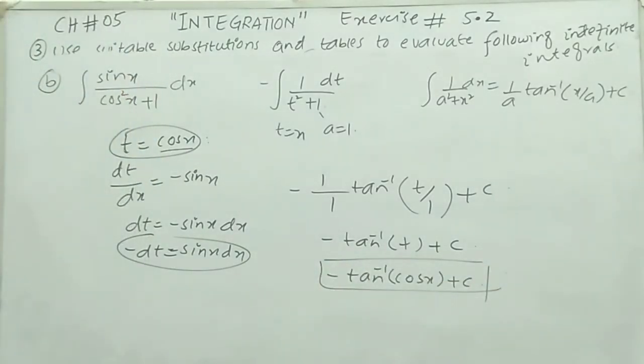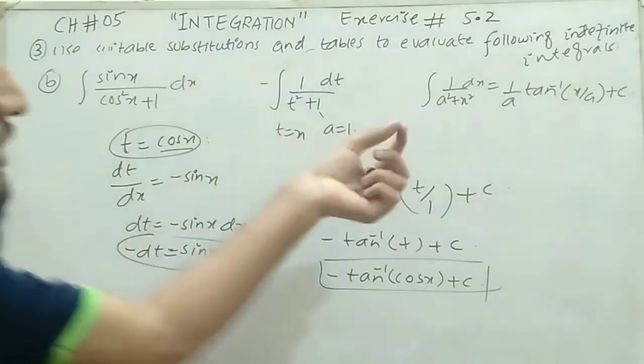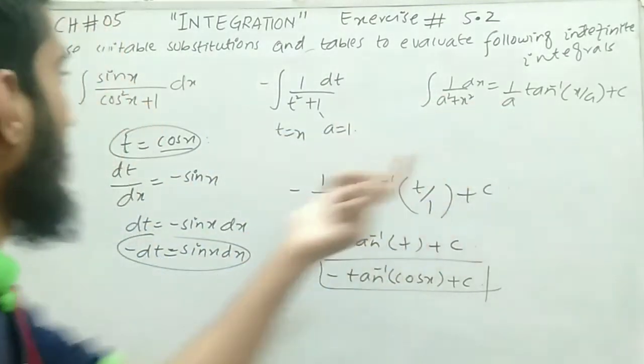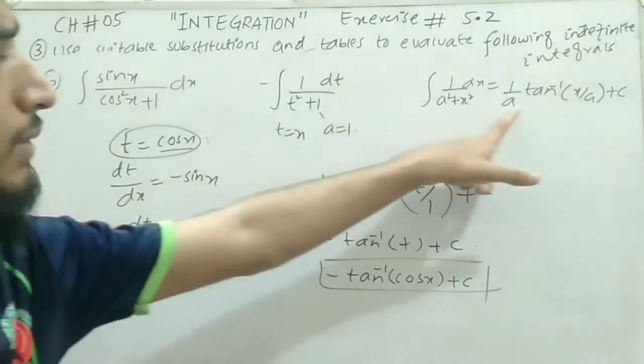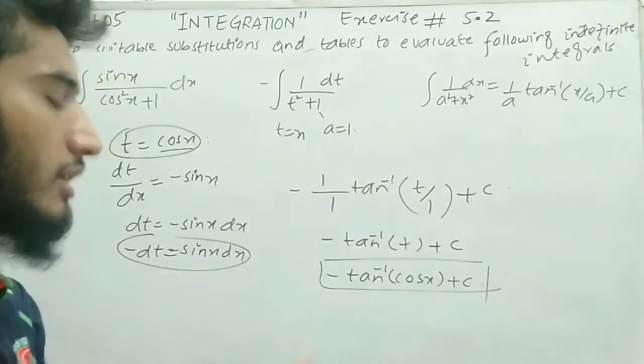We can also solve this type of question using this formula directly. So we will directly put in this formula, 1 over a tan inverse of x over a plus c. This will be the required result.